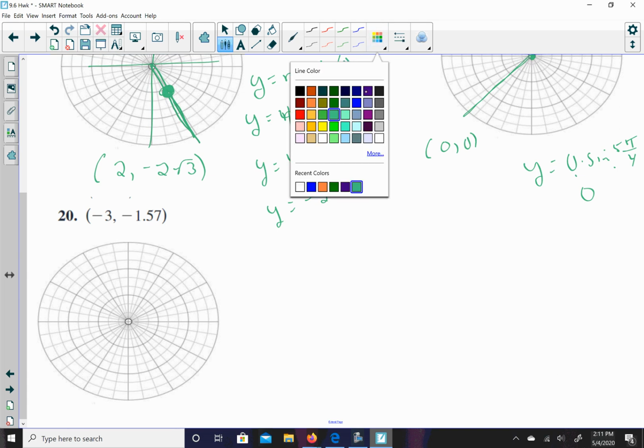The next one, I have decimals, which probably makes most of you happy, because that means if you have a decimal, you can use your calculator. I'm not expecting you to get the value off your unit circle.